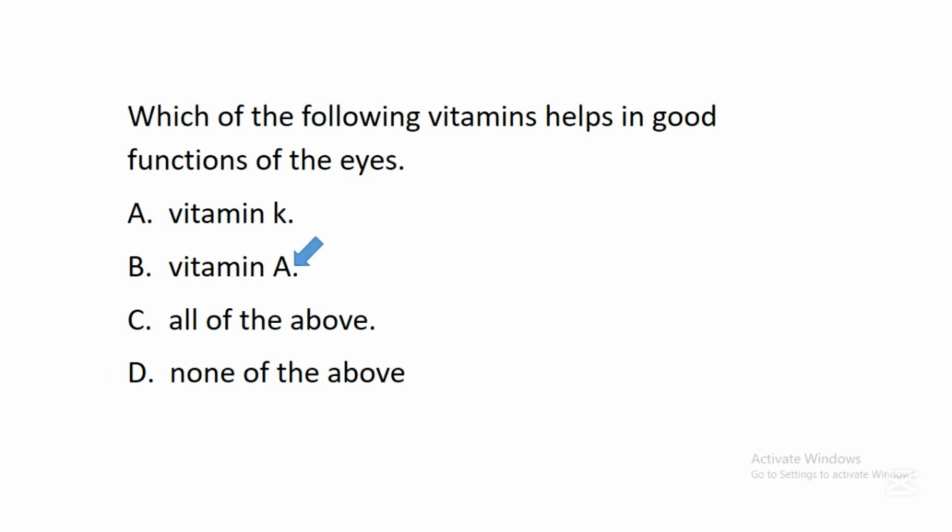Vitamin A. There are different types of vitamins that are needed by the body system, and one of these vitamins is called vitamin A. Research has shown that vitamin A can be found in red oil and other sources. And what vitamin A does is that it helps the eyes to function very effectively. So that's why option B remains the correct answer.